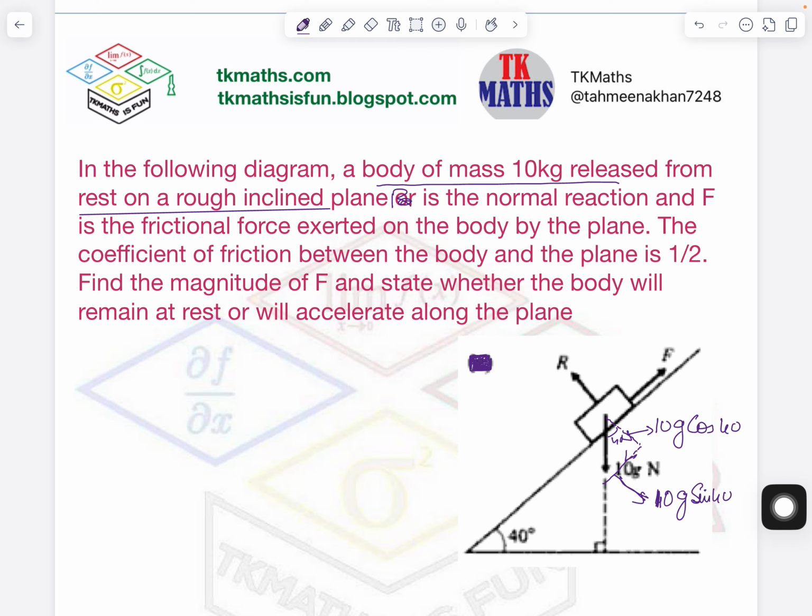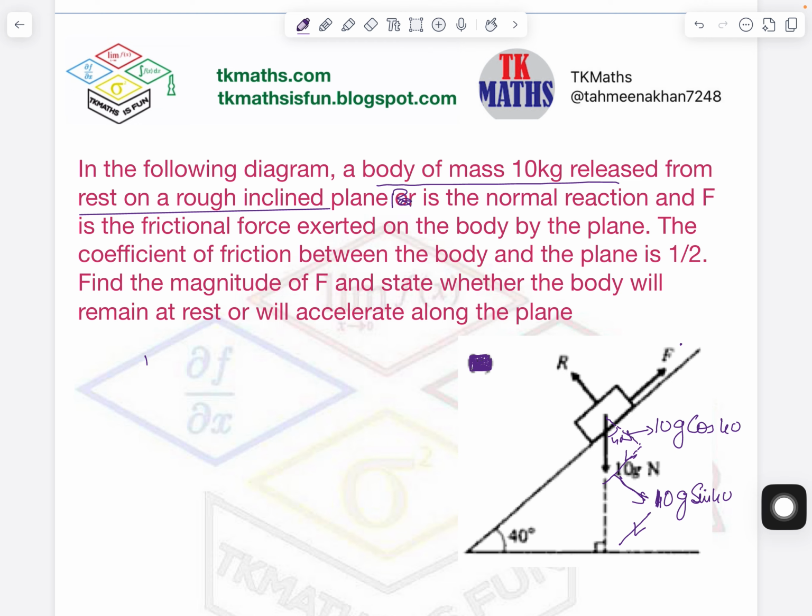Because of the weight, the force acting downward is this one, and whenever the force is acting downward, the frictional force is always acting in the opposite direction, which is up. So that's why F is your frictional force. You have to find the value of F and say whether it will move up, remain at rest, or slide down. This is what we have to see. So first of all, let's see here.